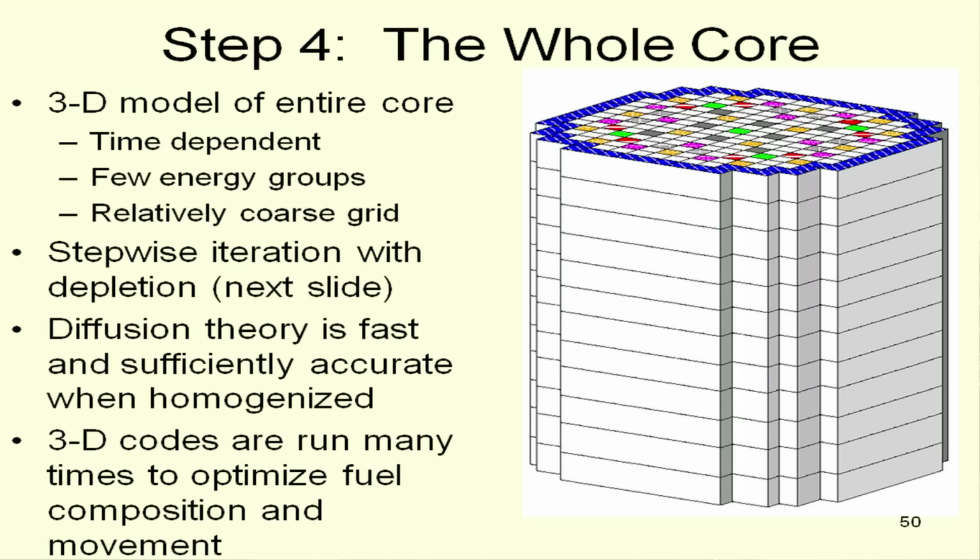Relatively coarse grid, because you're representing it on an assembly by assembly basis. And you go through it stepwise with depletion. You account for the changes in radionuclide composition and what effect they have on the flux. But in this situation, you've sufficiently homogenized it, so you don't need to use transport or Monte Carlo, which are very computer intensive things, especially Monte Carlo.